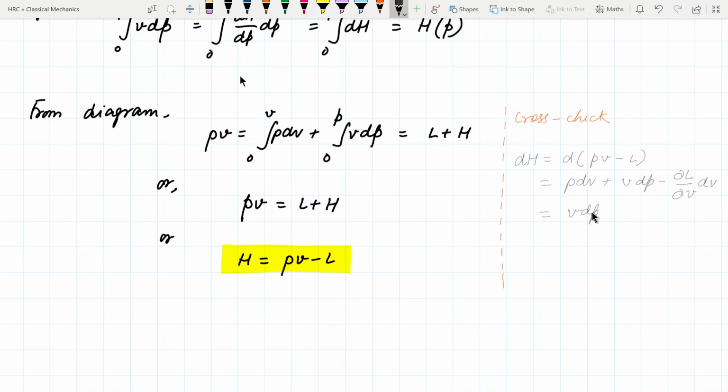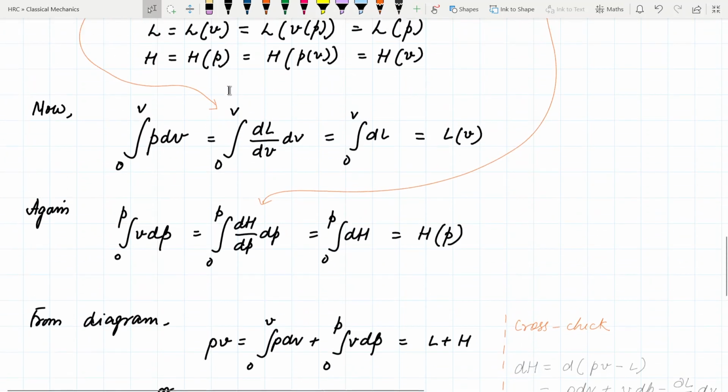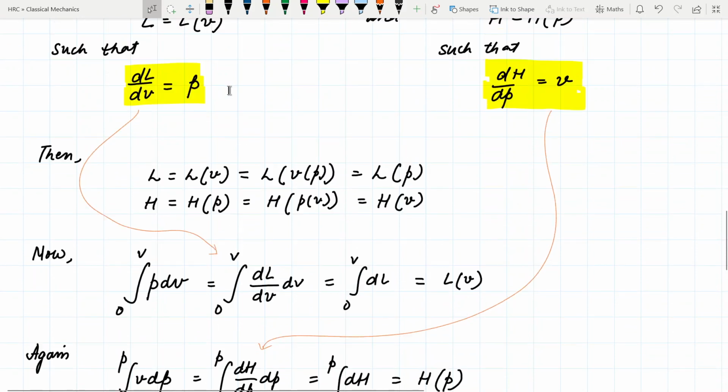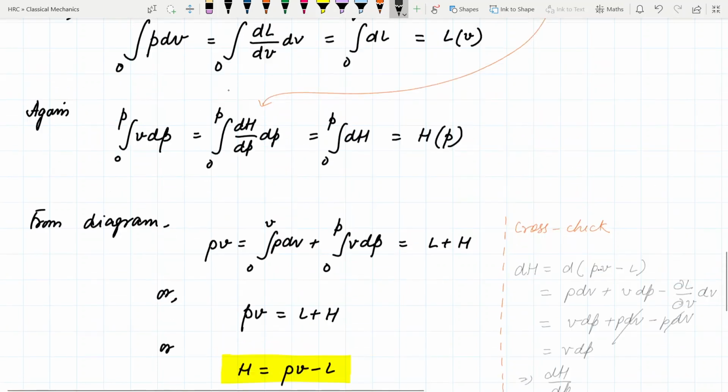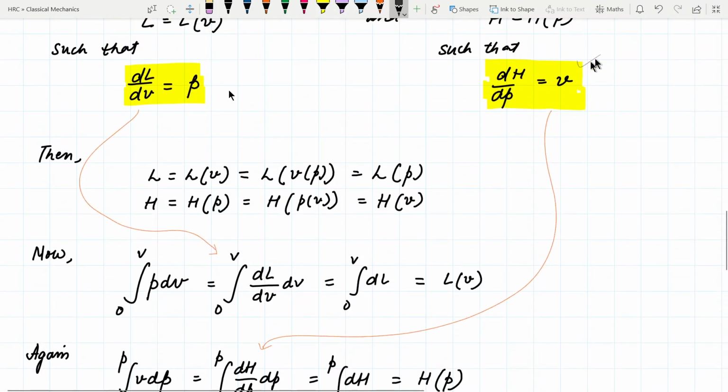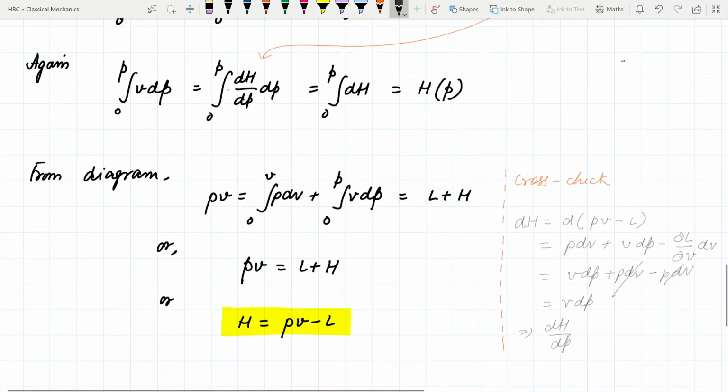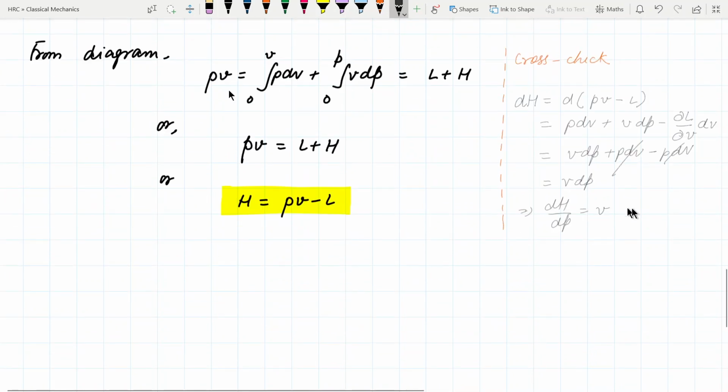So this is v dp plus p dv minus del L by del v, and dL by dv is nothing but p. So this is p dv, and these two cancel out. You end up getting v dp, which is dh upon dp equal to v, the same equation that I just started with. dh upon dp is equal to v. So we prove that this expression holds true.